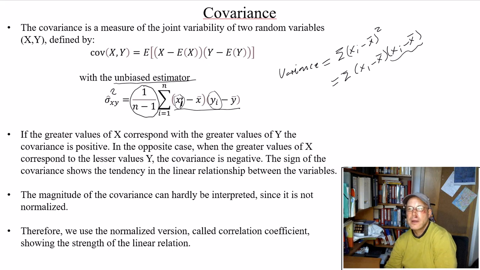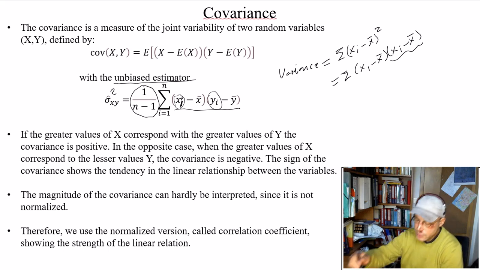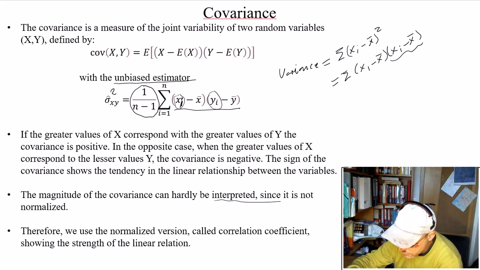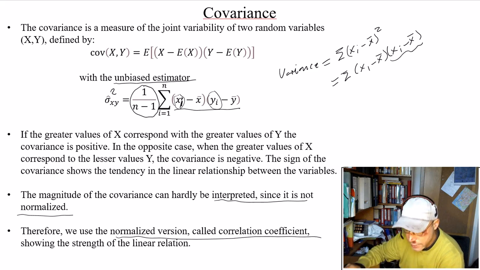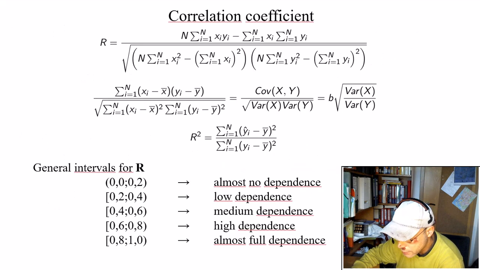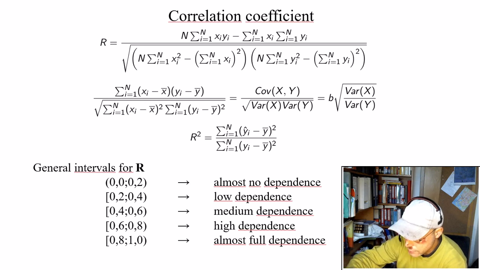This is very hard. And also, if we measure this not in euros but in US dollars, then this absolute number will also change. And therefore, in order to interpret it, we have to normalize it. And the normalized version is called the correlation coefficient.